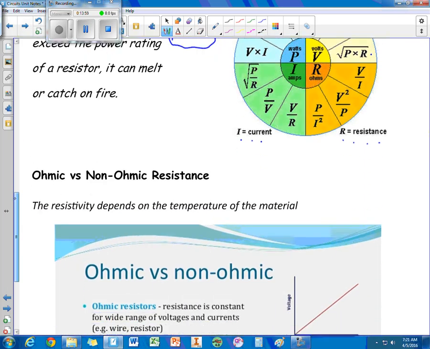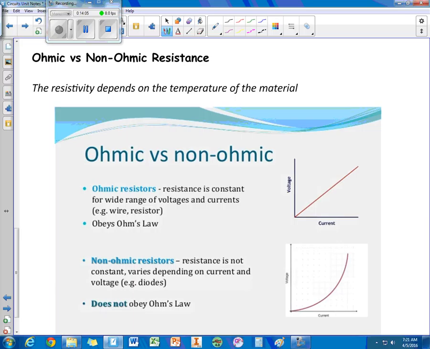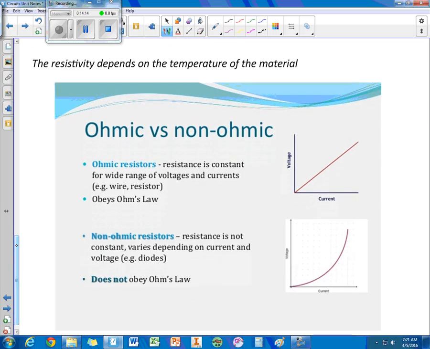Now finally, the resistance of a material can depend upon temperature. So we have 2 different types of resistors, ohmic resistors and non-ohmic resistors. So in an ohmic resistor, the resistance remains constant for a wide range of voltages and currents. So a wire, just a plain old copper wire, has resistance, and it's ohmic resistance. A carbon film resistor has ohmic resistance. Basically, it's going to be anything that obeys Ohm's law.